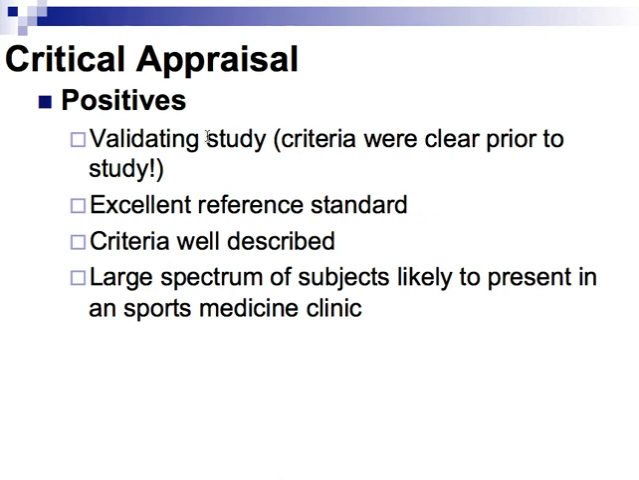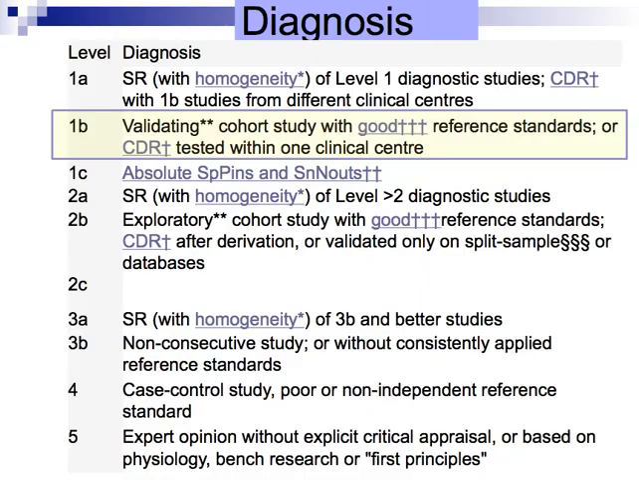So the positives are that it's a validating study. It's an excellent reference standard, again because of the x-ray, and the criteria are well described. It's a large spectrum of patients, so we would award it a 1B. Okay, so that wraps up section 1 of diagnosis in terms of critical appraisal. Is this study valid?